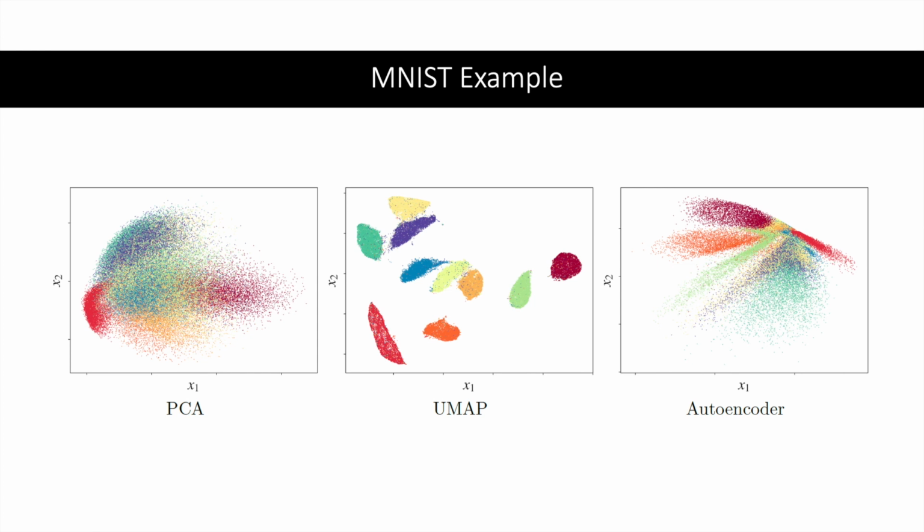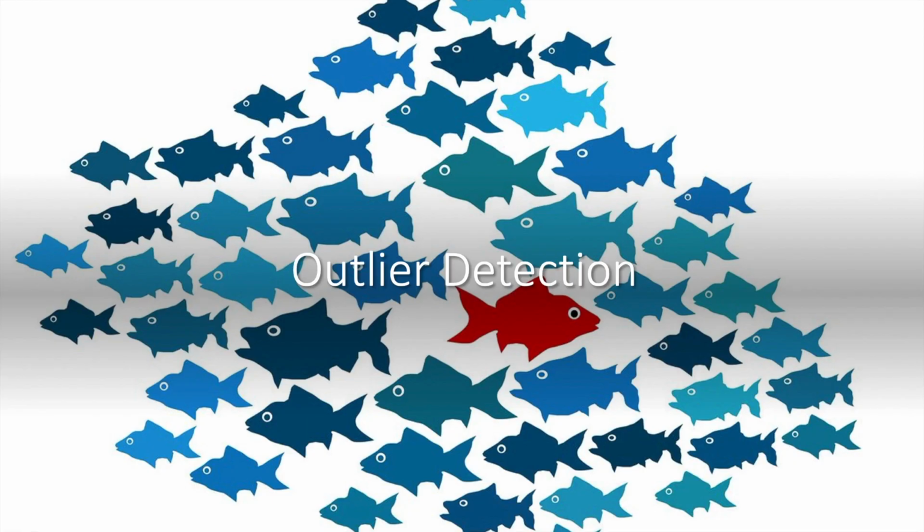So in practice, UMAP is slightly slower than PCA, but faster than autoencoder. These are probably the things that you need to keep in mind when you're deciding which one you want to go with. And before closing this short video, I want to say a few words about outlier detection.